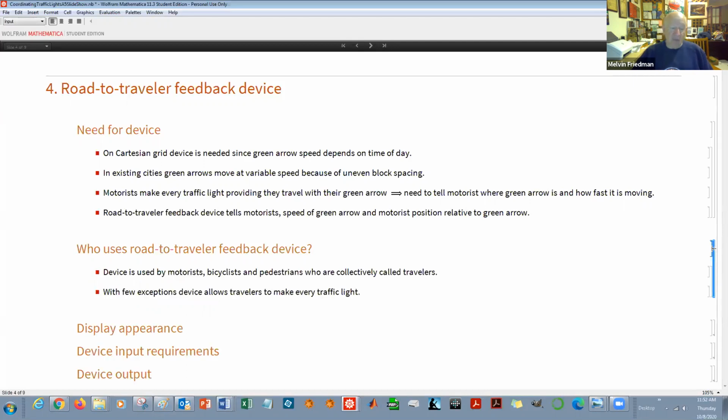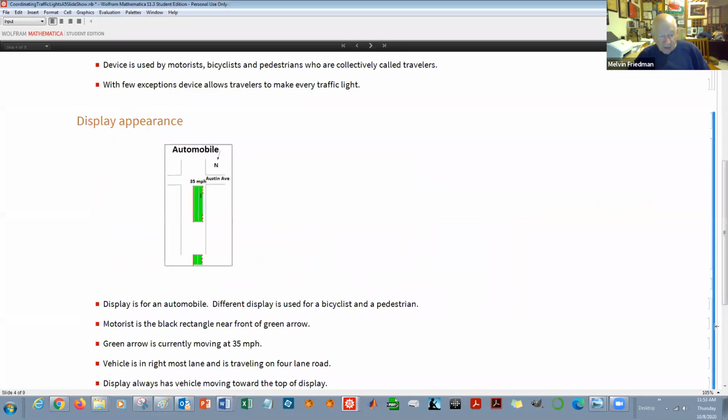And so the people who can use the road to traveler feedback device are motorists, bicyclists, and pedestrians. And with few exceptions, the device allows travelers to make every light. Now I'll show you what the road to traveler device looks like. So I've already explained, this is the vehicle. This red line over here indicates that motorists are not permitted to make a left turn during rush hour.